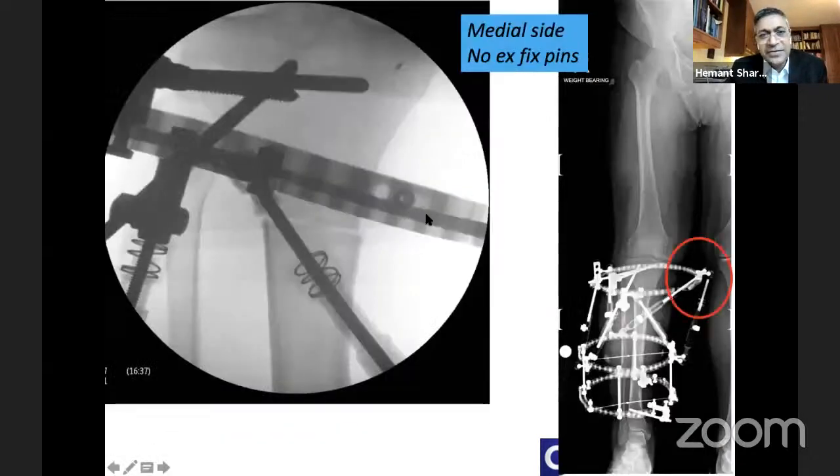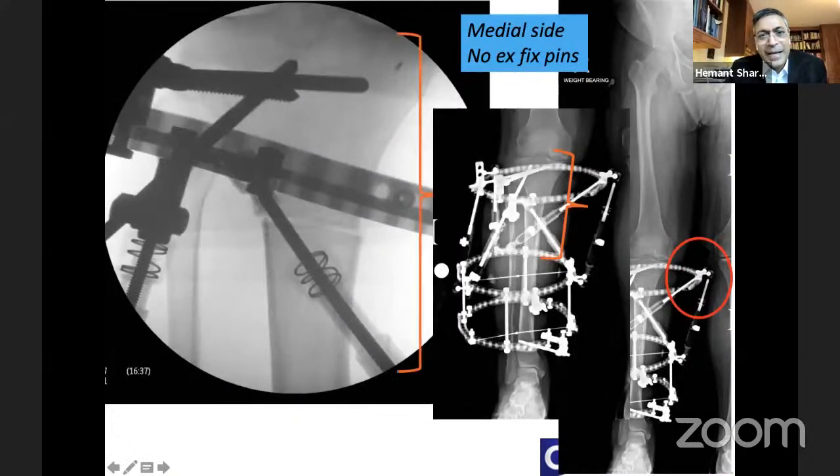The same way, if you see, this is the 3/8 part here, and there's nothing medially, nothing at all medially, no pins in the entire thing. And all the pins, if you see, are concentrated on the lateral side. If you're going to do a two-stage, you must plan it and plan the fixator accordingly.